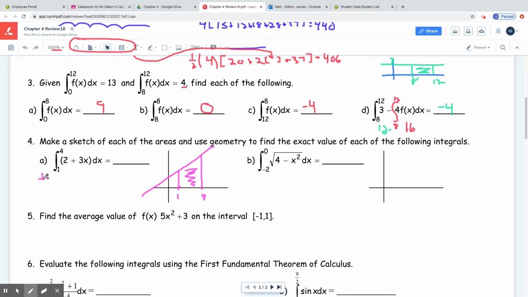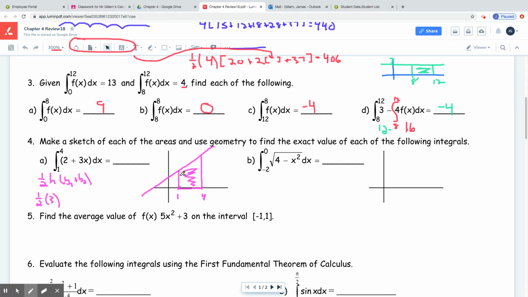So 1/2 height, base 1 plus base 2. Now, I need on the quiz to see all of this work. If I don't see this work, you're not going to get the full credit if I just see the answer. I need to see the full work. All right, so 1/2. The height is this. That's always the difference between these two, which is 3.